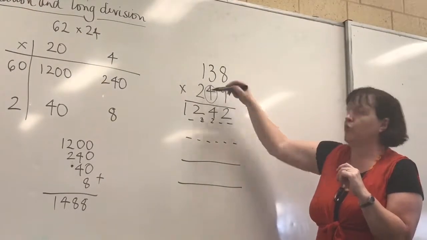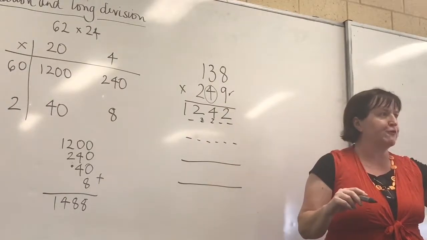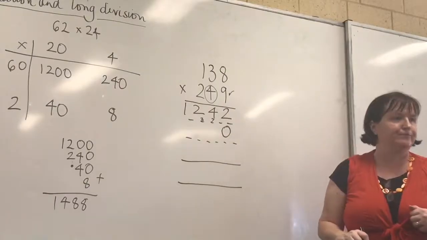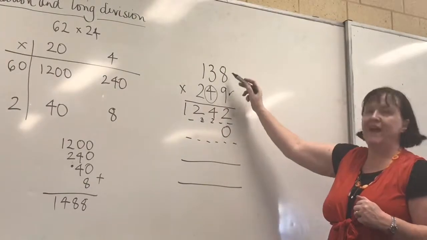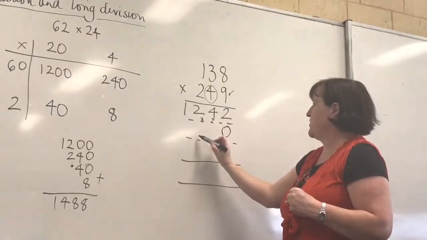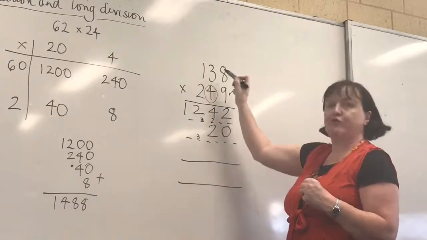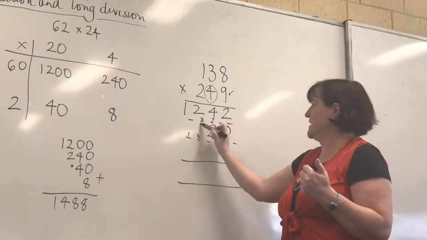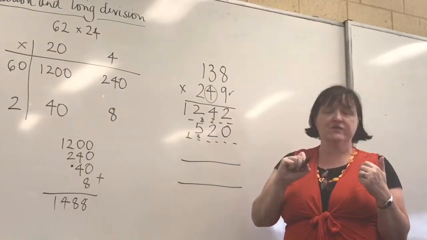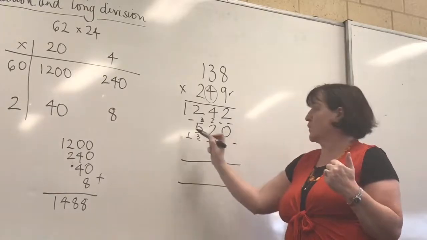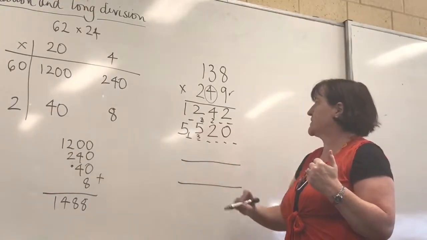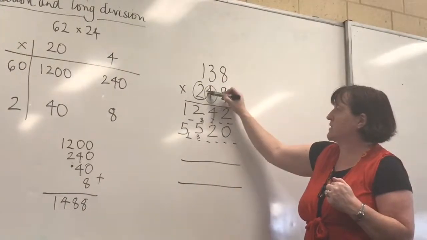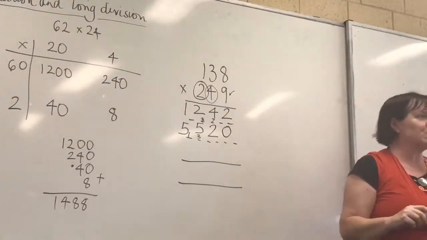Now we're dealing with the 4. Again, it's not a 4, is it? What is it? It's a 40, so we need to put our 0 there. Okay? 4 eighths are 32. 4 threes are 12, add the 3 is 15. 4 ones are 4, add the 1 is 5. So 5,520.